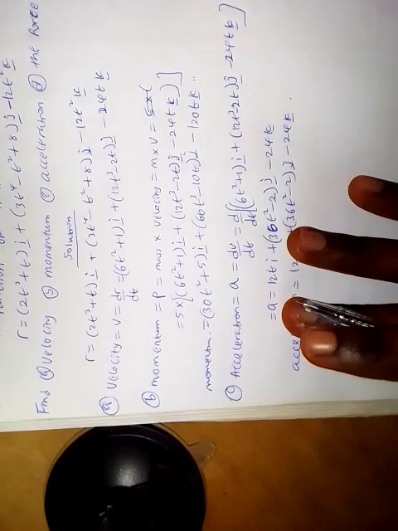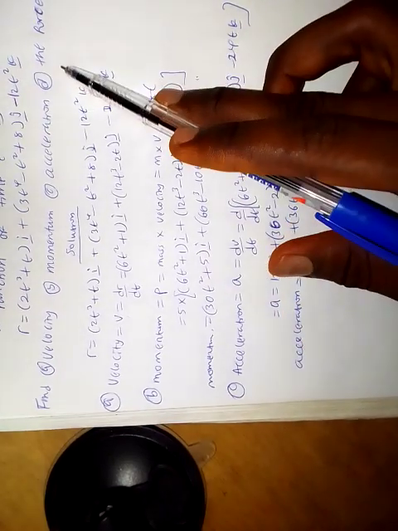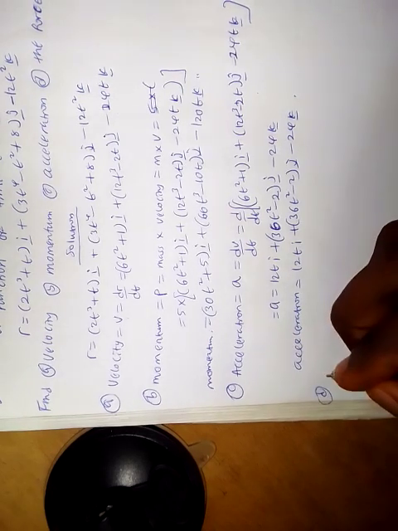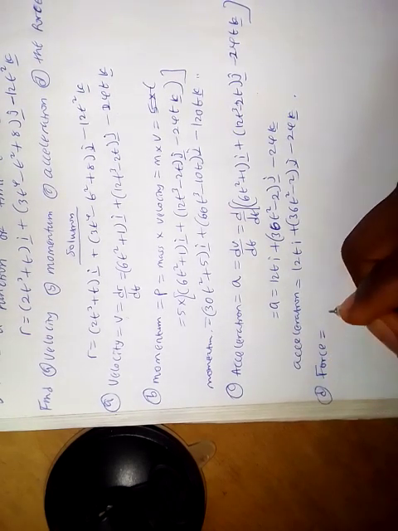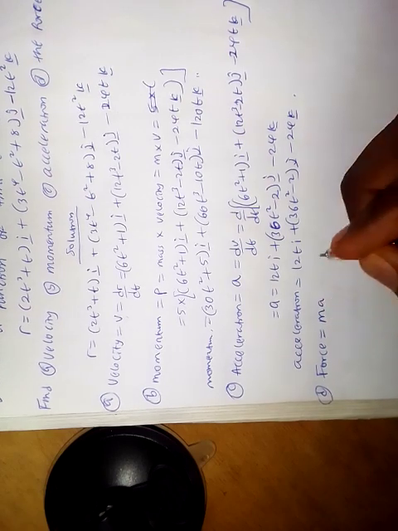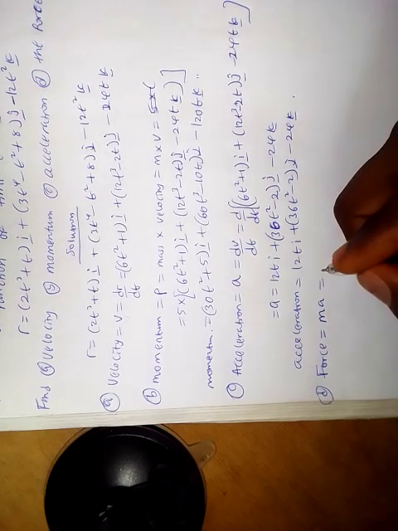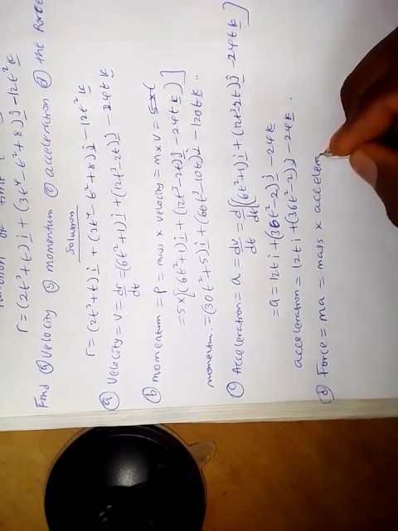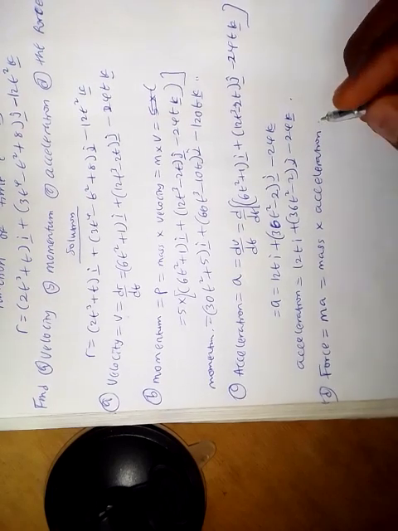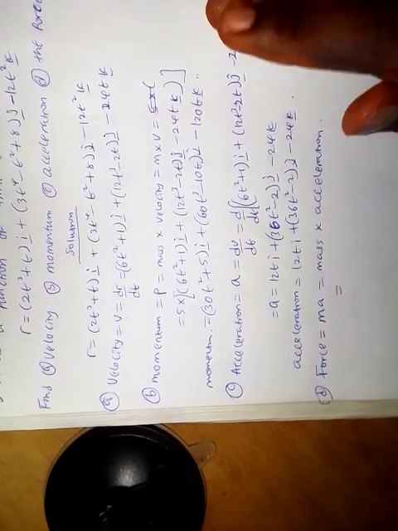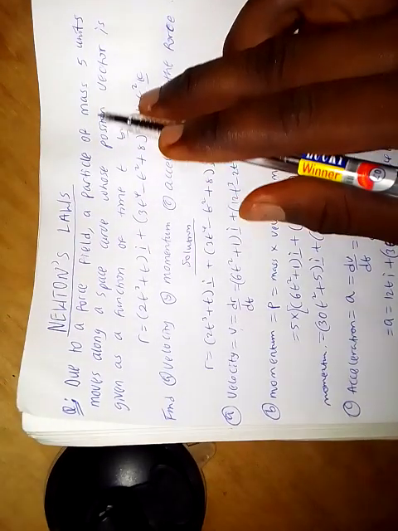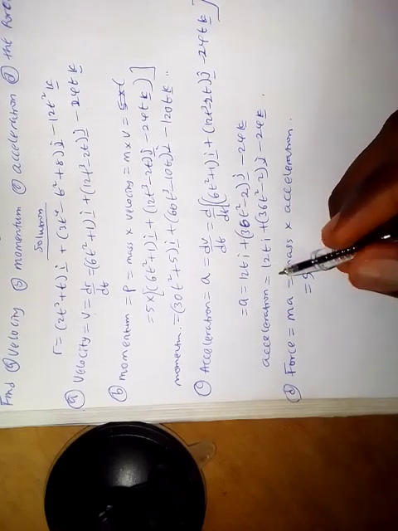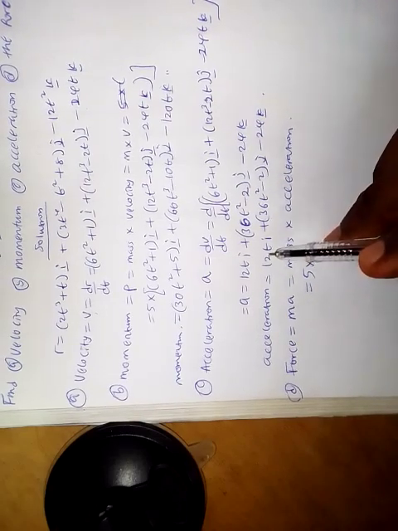The last part is to find the force. So we have to find the force here. And from Newton's laws of motion, the force is simply ma, the product of mass and acceleration. Our mass is given as 5 units from the question. So we have 5 times the acceleration. We have already obtained our acceleration here.